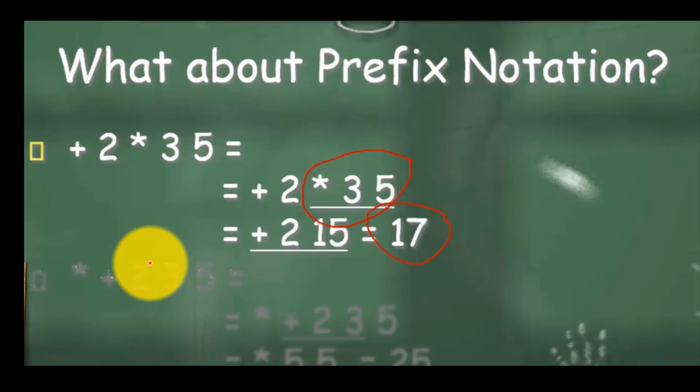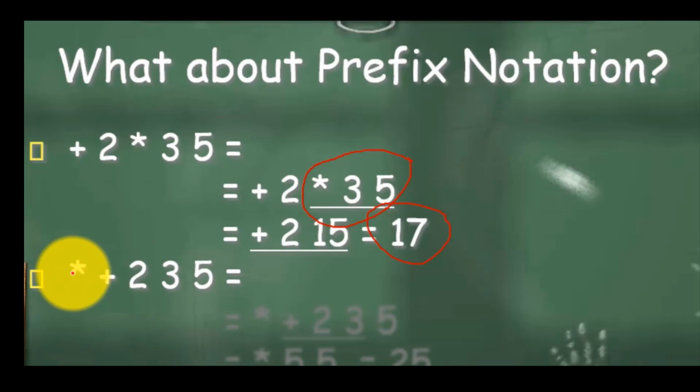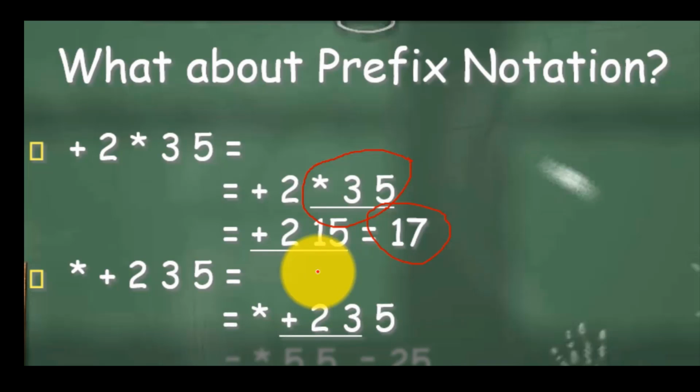However, if this is your format, asterisk plus 2 3 5, first what will be performed is this one, and the answer of this is 5. Now 5 times 5 equals 25. So in this example, we are not using parentheses.